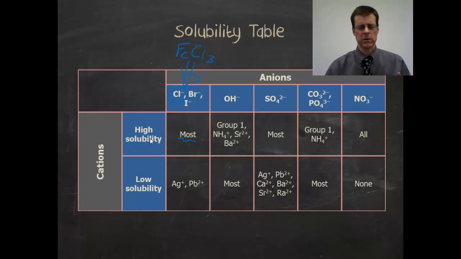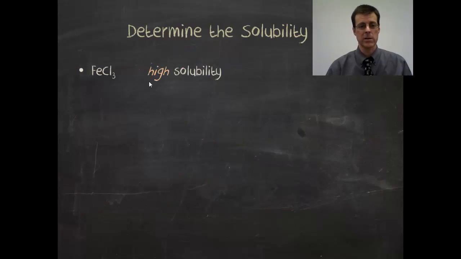Most of them are high solubility. These are the exceptions. Now I did say that there were a few that should be on this list that I've not included, but iron is not one of them. So I don't see iron listed in low solubility, which means iron must be one of the high solubility ones. So I come back and say that iron 3 chloride has high solubility. Easy. Take another one.